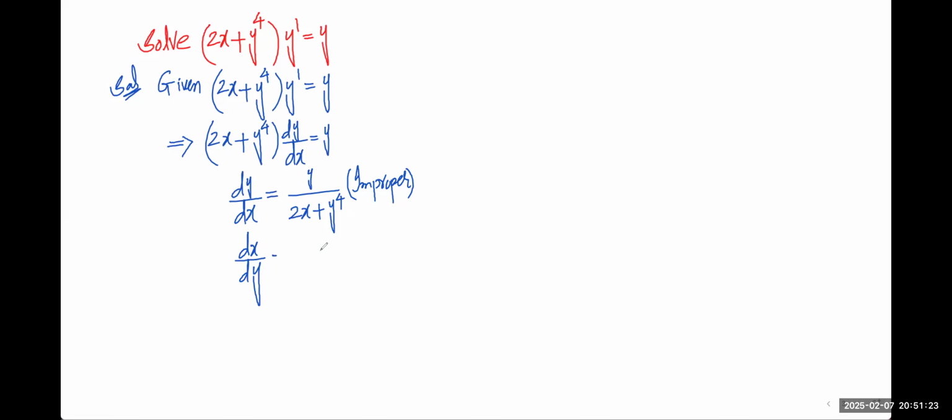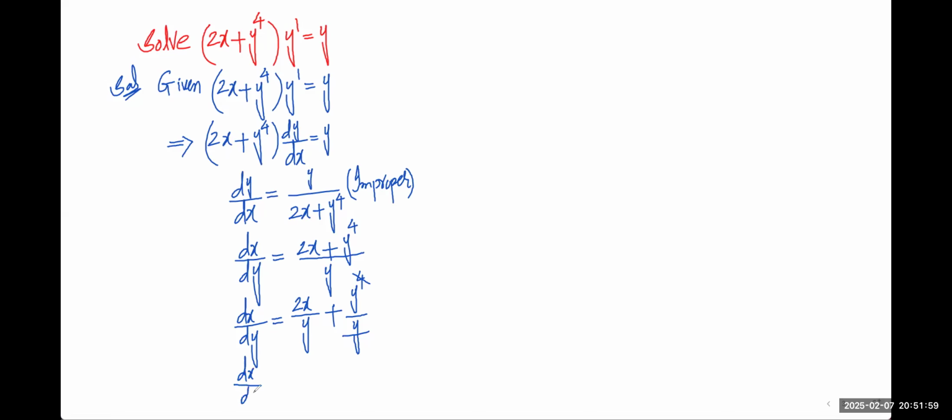The proper fraction is obtained by taking the reciprocal on both sides. dx by dy is equal to, if you take the reciprocal, 2x plus y to the power of 4 divided by y. dx by dy is equal to, if you simplify by taking separately, 2x by y is one term plus y to the power of 4 by y is another term. And now here it is possible to simplify. One term will be cancelled.